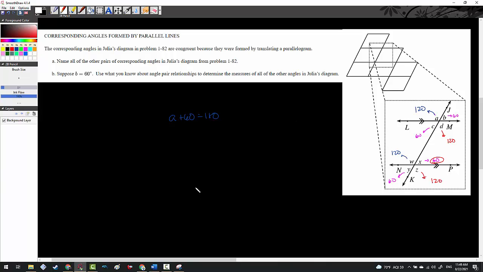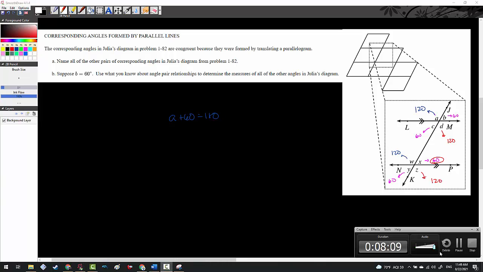I'm going to pause this for a second. I want you to do the same thing. All pairs of lines are parallel. Is that true or false? I'll be back in a flash.